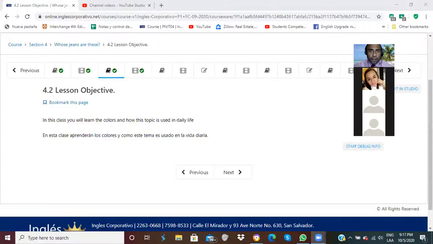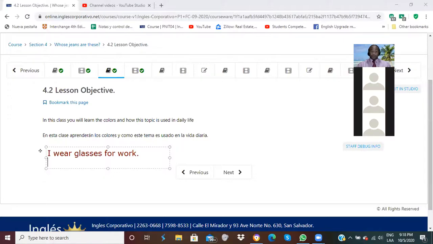Teacher, one question. I wear glasses for work. Yes. En este caso, teacher, no se pone. Cuando es uno, se pone A. That is correct. I wear a tie for work. En el caso de los zapatos, I wear shoes for work.